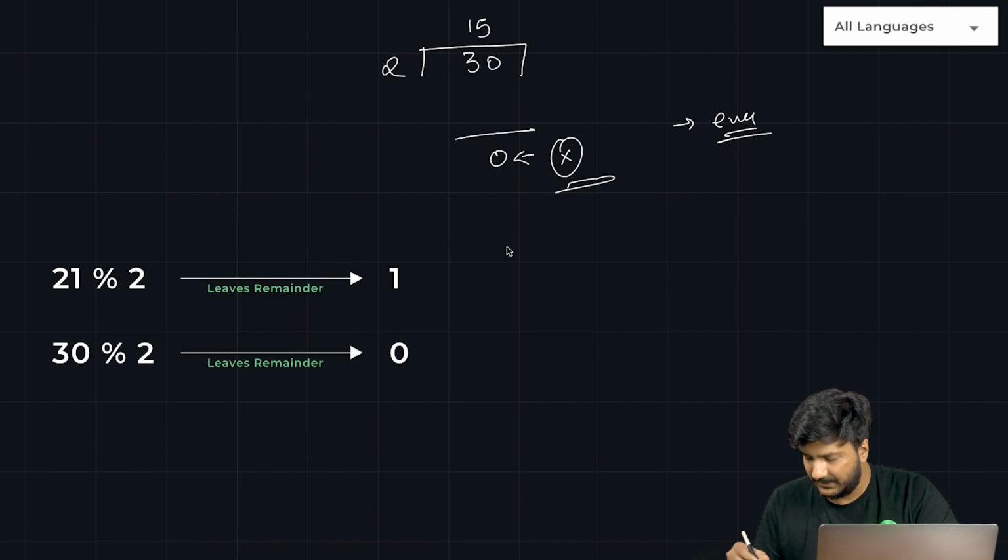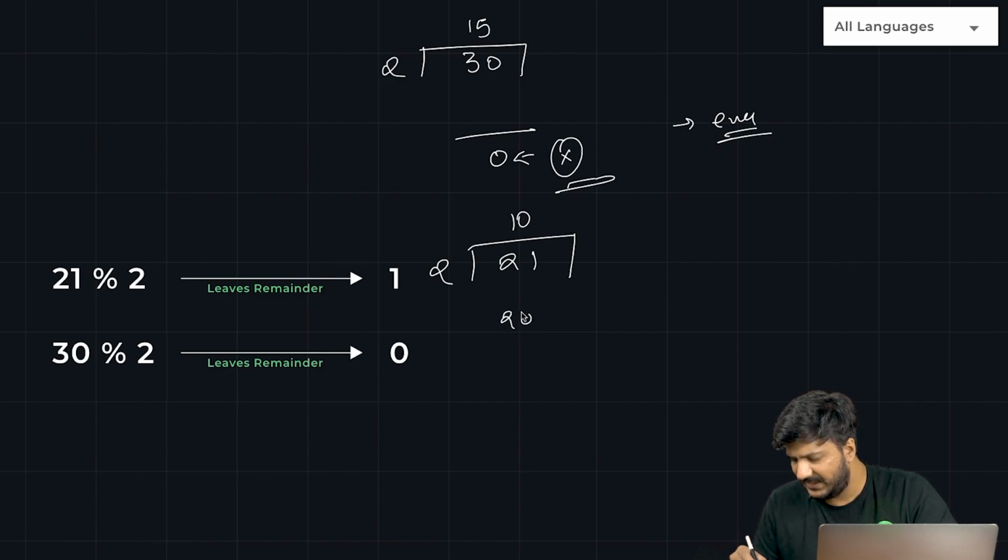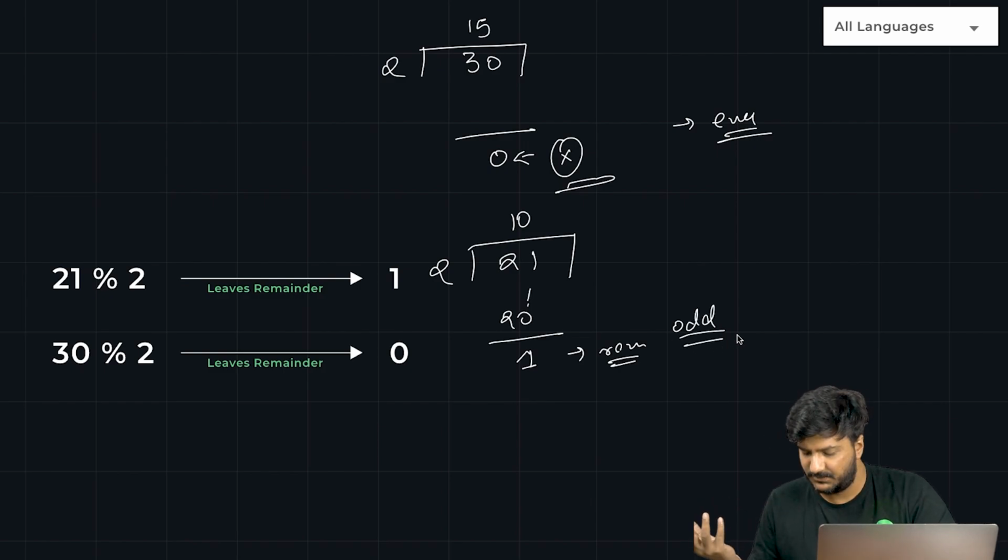Right? Now, same thing for 21. If we divide 21 by 2, we'll get 10, and then 20, and so on, whatever the steps would be. And then finally, we'll get 1 as a remainder, which is why we'll say that the number is odd. So that's pretty basic, right?